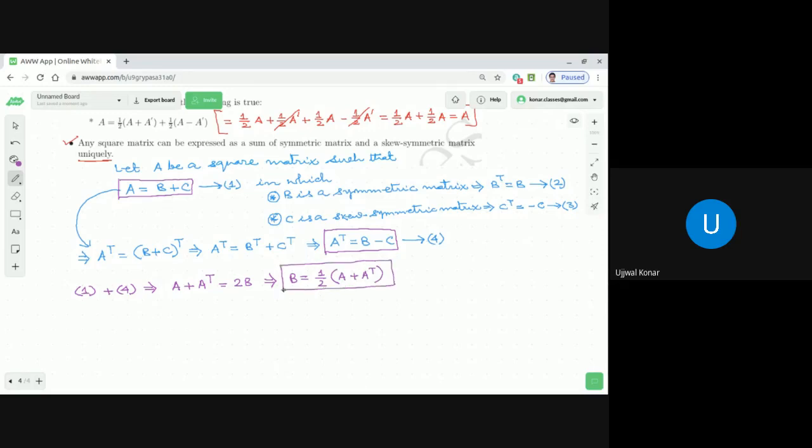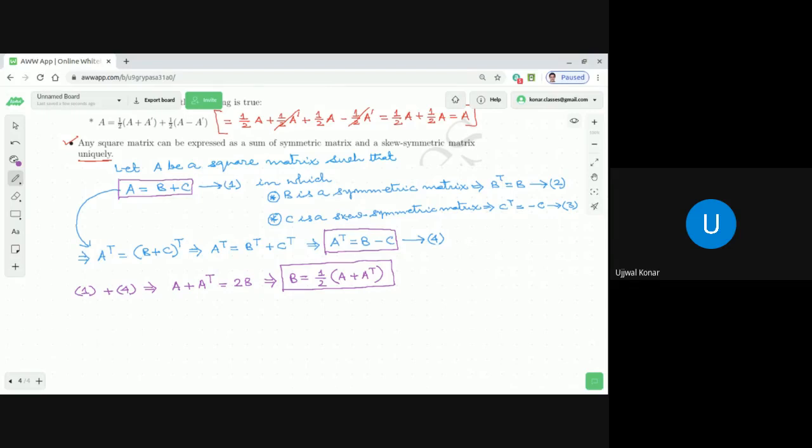And B is a symmetric matrix. We already assumed that B is a symmetric matrix and we are using its property. Not only that, if you take the transpose of B transpose, you will get the same matrix B. So we assumed B is a symmetric matrix and we found the value of B in terms of A. What is that? B is equal to 1 by 2 into A plus A transpose.